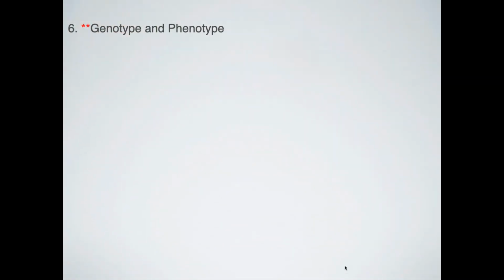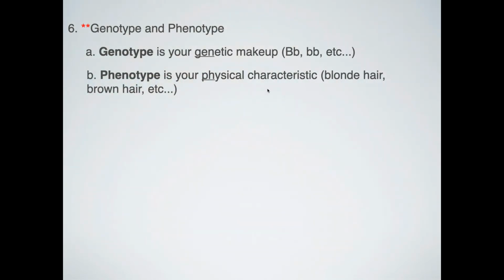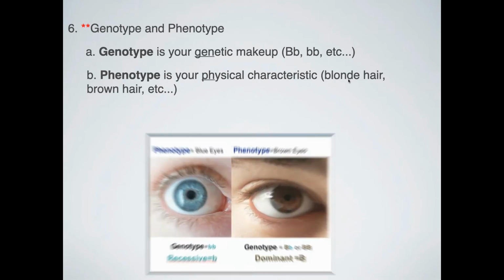All right. Now, genotype and phenotype. Genotype is your genetic makeup. So when you think geno, think genetic. Those are the actual alleles: homozygous dominant versus heterozygous versus homozygous recessive. That is your genotype. Your phenotype, though, is your physical characteristic that you see. Blonde hair, brown hair, etc.